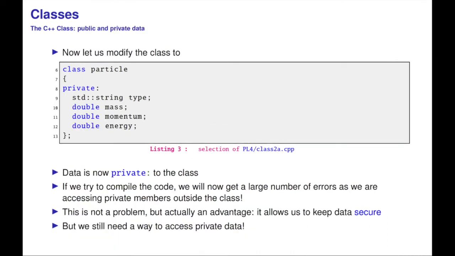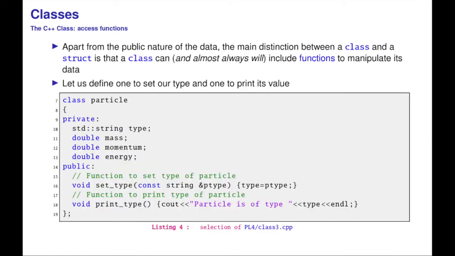Okay, let's modify the class to make everything private, just to see what happens. So, only changing that in the code, we run it. If you try to compile the code, you now get a large number of errors, as we are accessing private members outside the class. So that's the protection that private provides you. That's not a problem, it's an advantage. It allows us to keep data secure. But we still need a way to access these private data in a secure, safe and more sensible way.